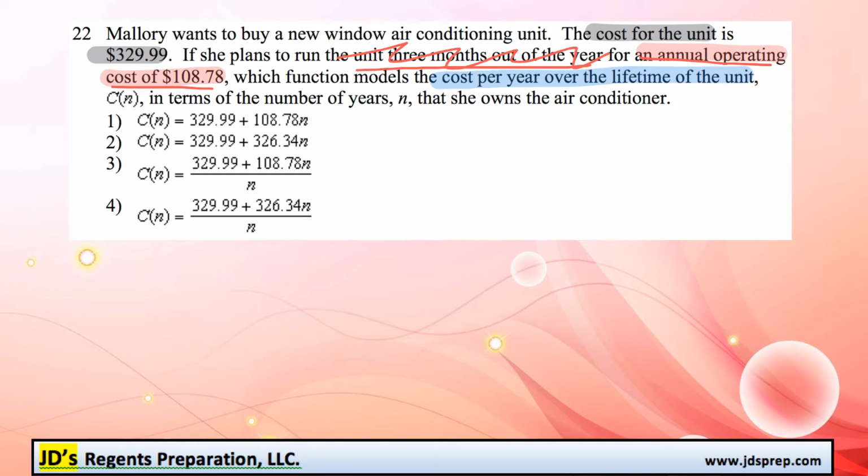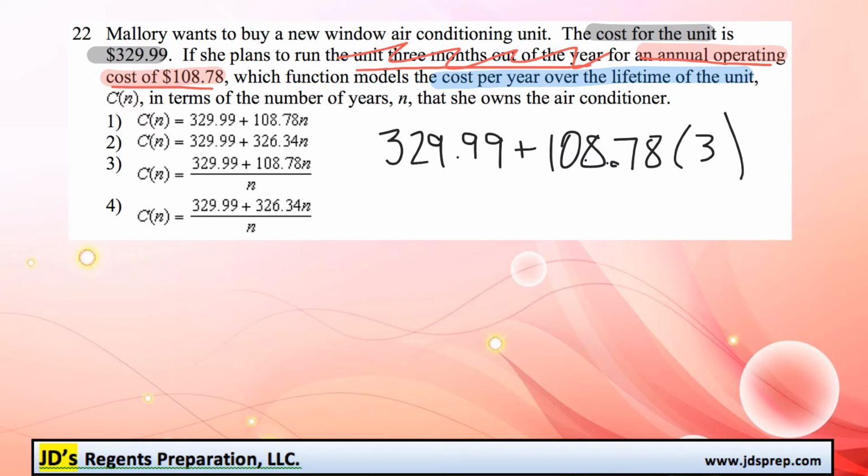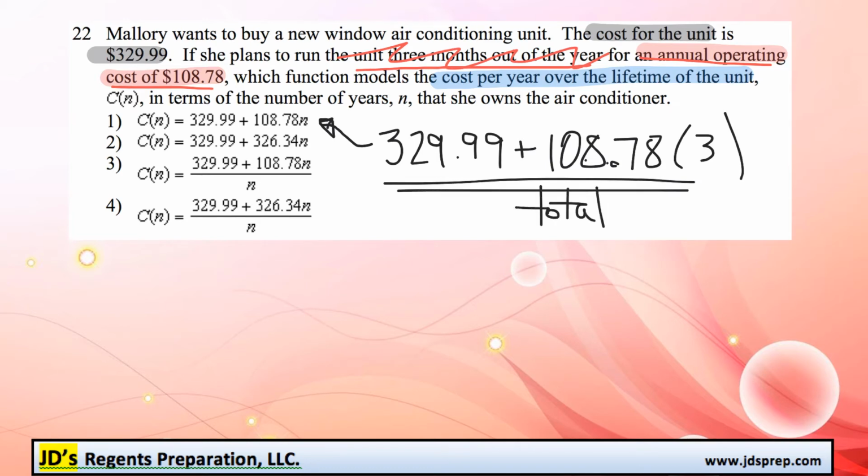So if we were trying to calculate the total cost, let's say after 3 years, we would take the initial price of the air conditioning unit, and then we would add in the annual operating cost 3 times, just hypothetically, if we were calculating the price to own it for 3 years. So you can see that this matches the first one. Now be careful, this represents the total price that she's paid out over all 3 years.